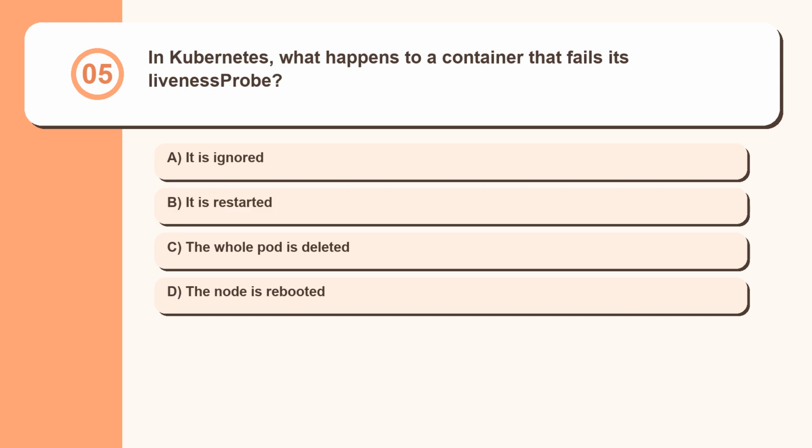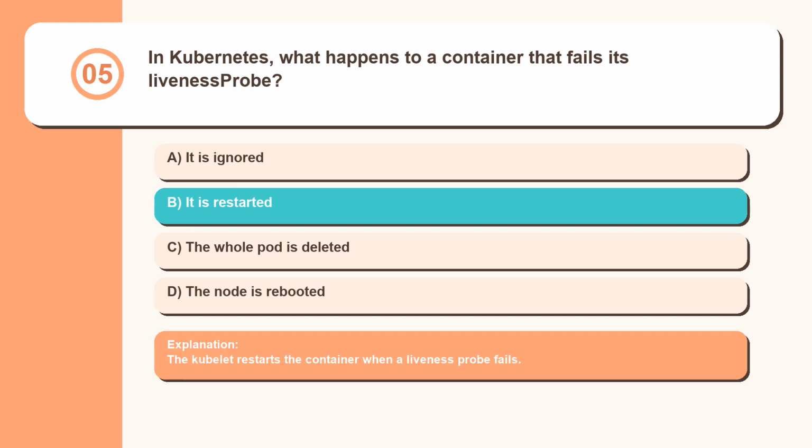Question 5. In Kubernetes, what happens to a container that fails its liveness probe? It is ignored. It is restarted. The whole pod is deleted. The node is rebooted. The kubelet restarts the container when a liveness probe fails.